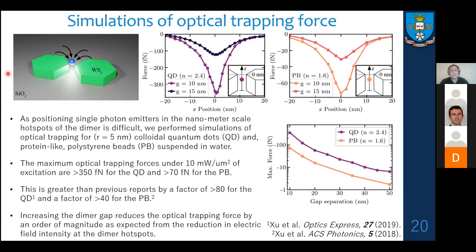In the top simulations, we simulate the position of a particle in the gap moving along the z-axis, and we see very high trapping forces under 10 milliwatts per micron squared excitation, which are much higher than previous reports for dielectric nanoresonators such as these. Therefore, this allows us to provide an application for positioning and further Purcell enhancement of quantum emitters.